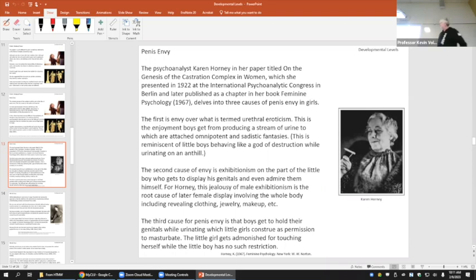And again, this is the last one, right? This is Karen Horney, by the way, smoking a cigarette, looking cool. She's a very interesting person.